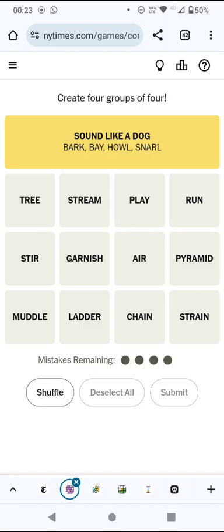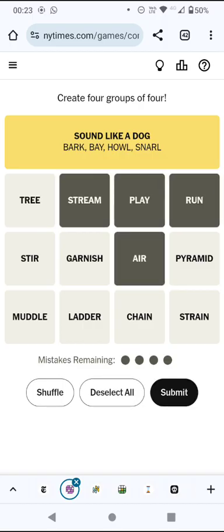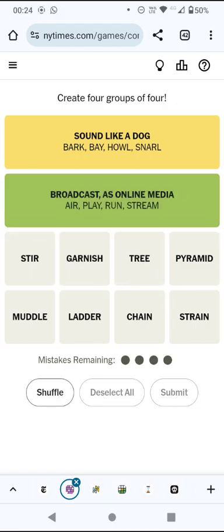Air guitar, air something. You can air something, stream it, play it and run it? That feels plausible. They all mean to put on a show, essentially. To broadcast as online media, yes, that's exactly what I meant. Now, what about the last 2?